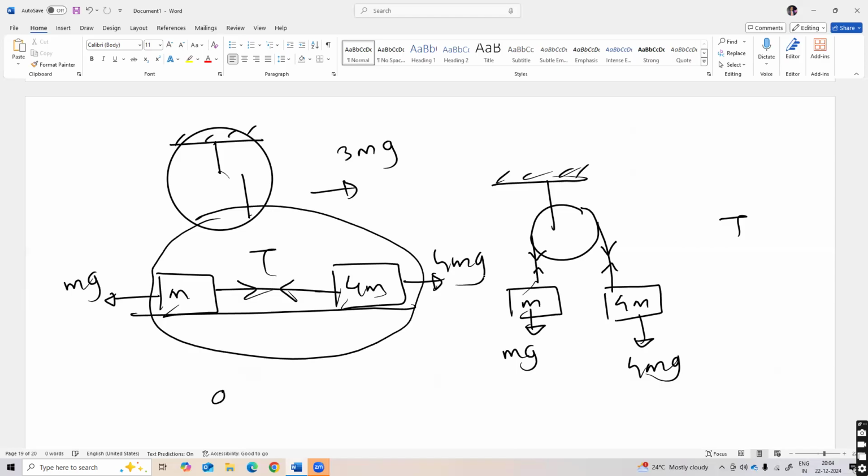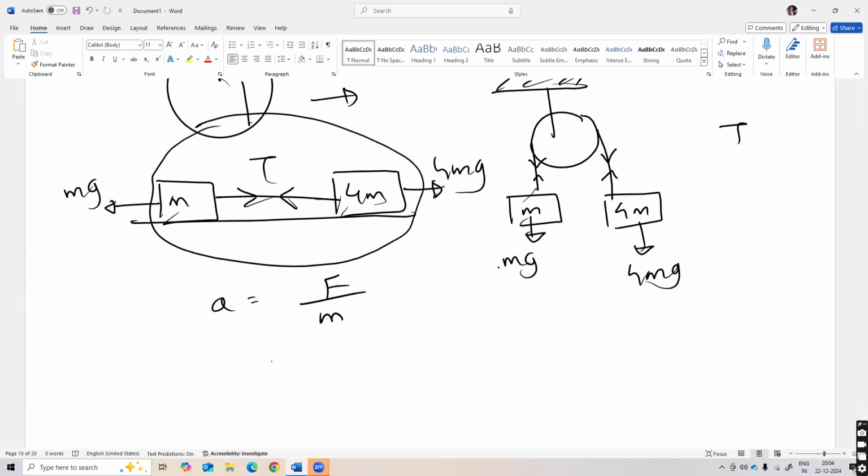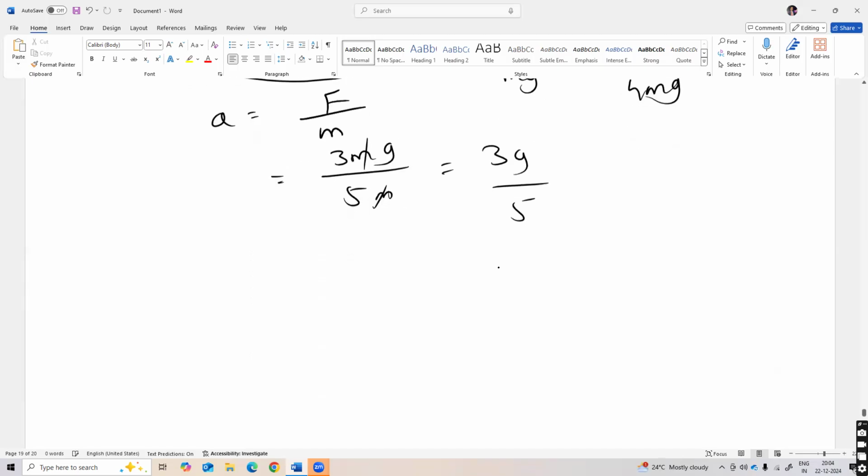So acceleration will be equal to force upon mass. Net mass is 4m plus m, which is 5m. So acceleration will be equal to, what is the force here? Net force is 3 mg divided by 5m. So basically it is equal to 3g upon 5. If it is 3g upon 5, let's consider the FBD of this 4m mass.